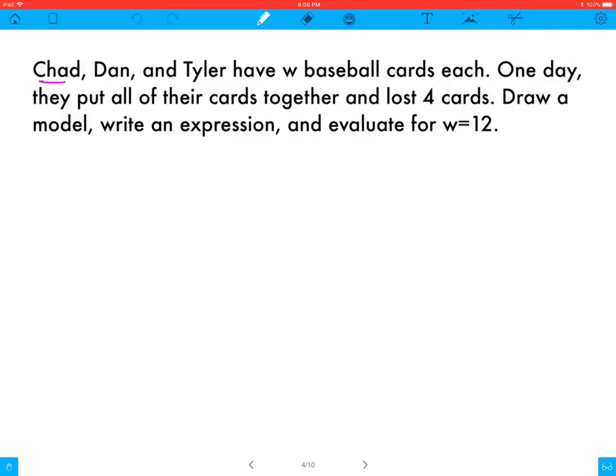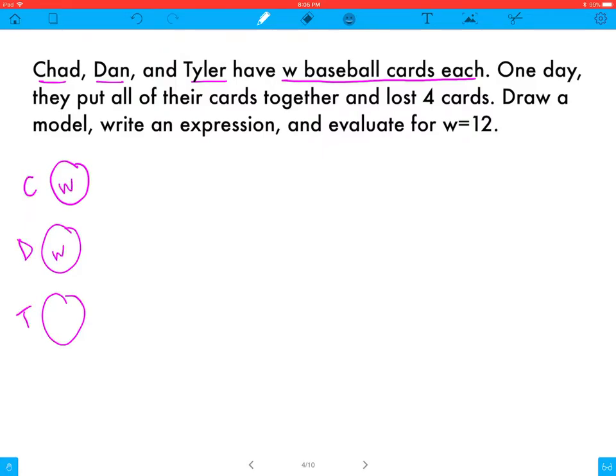Chad, Dan, and Tyler have W baseball cards each. One day, they put all their cards together and lost 4 cards. Draw a model, write an expression, and evaluate for W equals 12. So there's Chad, Dan, and Tyler. They each have W baseball cards. So I put the W's on it.